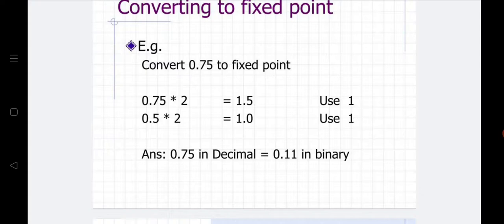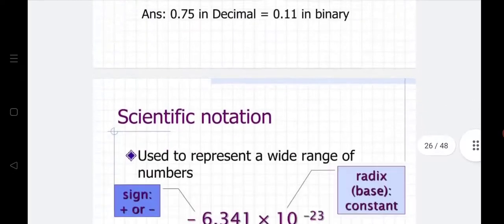So for this 0.75, we got 1.0, and my fractional value becomes 0, so I need to stop the multiplication over here. Now the value for this 0.75 in decimal can be converted into binary. The value will become 0, and what are my values over here? 1 1. So it becomes 0.11. This is nothing but how we convert a decimal number into fixed point representation.